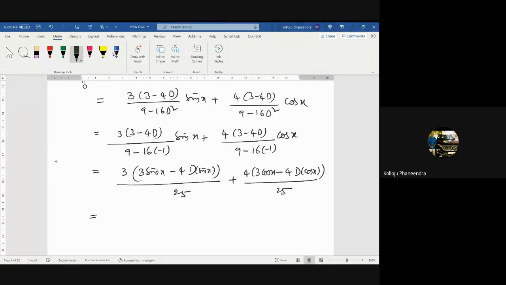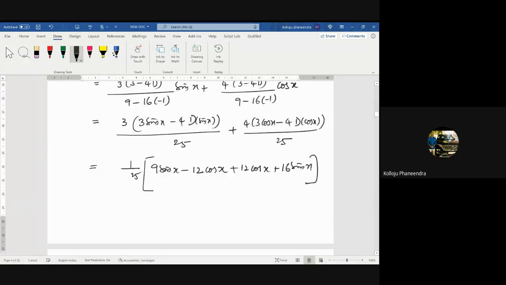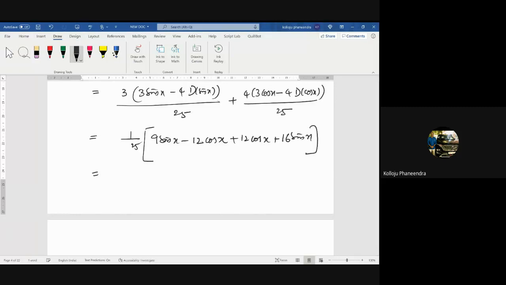So that is equal to 1 by 25 is common. This is 9 sin x minus 12 times the derivative of sin x, which is cosine x, plus 12 cosine x minus 16 times the derivative of cosine x, which gives 16 sin x. So that is equal to 1 over 25, this is yp, 9 plus 16, 25 sin x, and these two get cancelled. So yp is equal to just sin x.